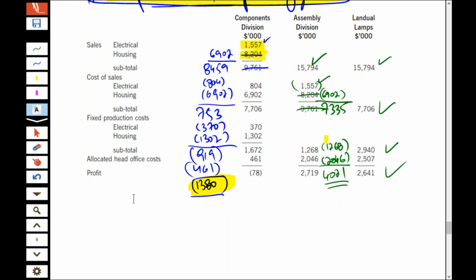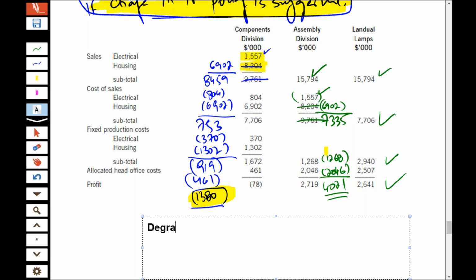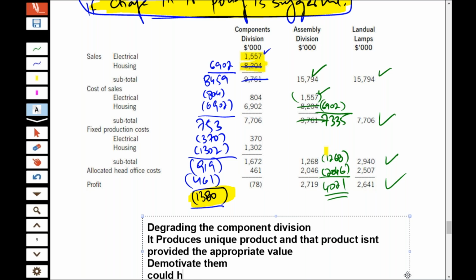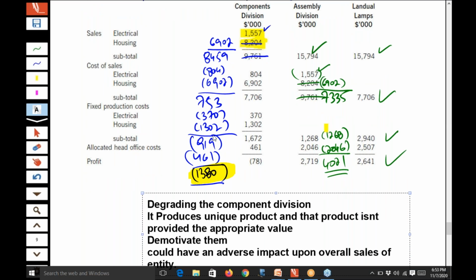Now, you see, if a scenario like this is happening, you are degrading the component division. It produces a unique product, and that product isn't provided the appropriate value. This would demotivate them and could have an adverse impact upon overall sales of the entity. So this is what is going to happen.